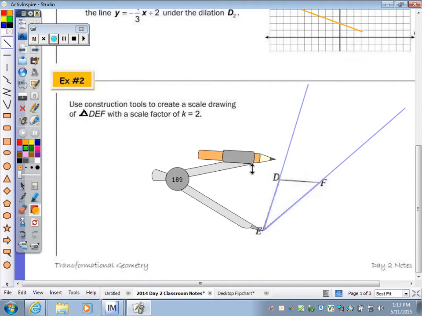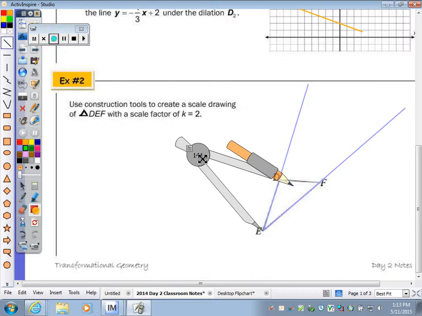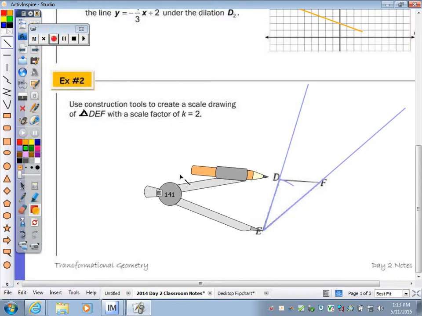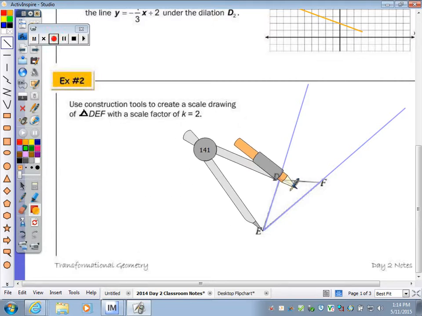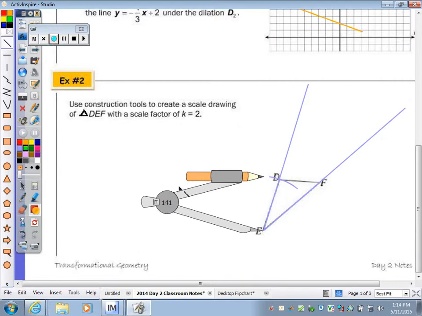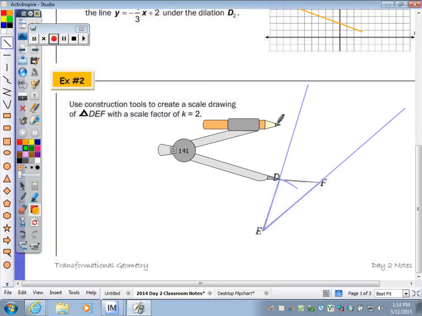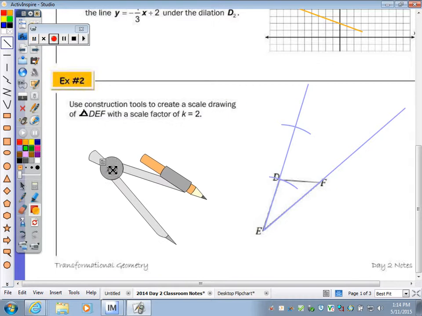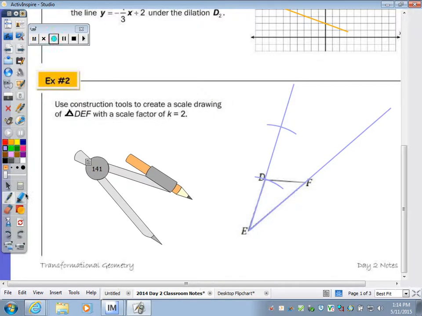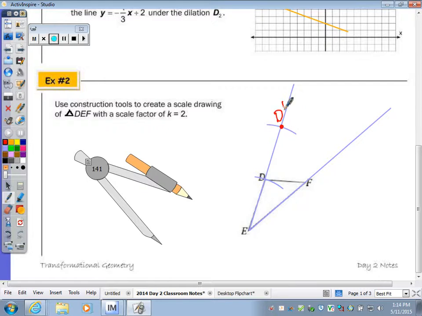So I'm going to put my compass point or the pencil on D and make the arc to show that I measured. So that's the exact length. I just showed that I measured that length. Now to make it twice as long, you take your compass point, put it up on D, and make the arc again. So if we did have to label, this would be D prime. It doesn't say to label, so you don't have to.